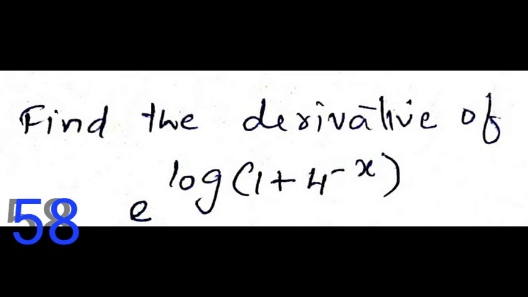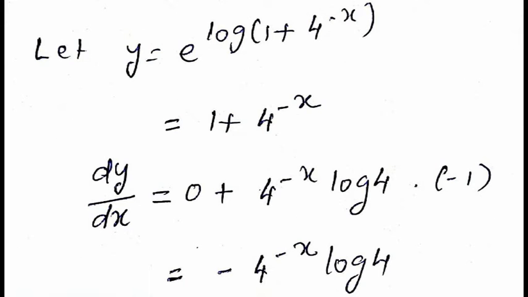Find the derivative of e raised to log 1 plus 4 raised to minus x. E raised to log 1 plus 4 raised to minus x is equal to 1 plus 4 raised to minus x. And derivative of 1 is 0, derivative of 4 raised to minus x is equal to 4 raised to minus x into log 4 into minus 1. We get the answer minus 4 raised to minus x log 4.